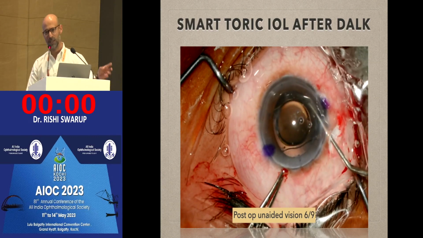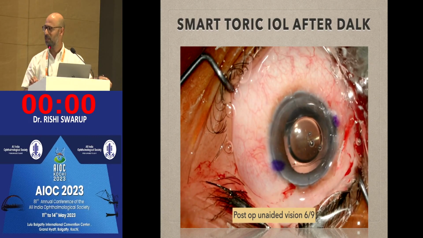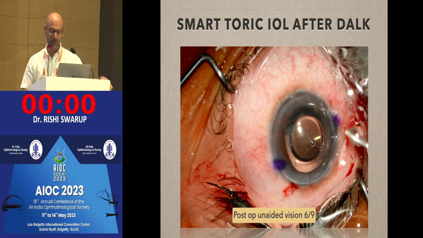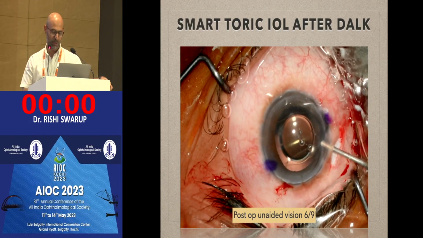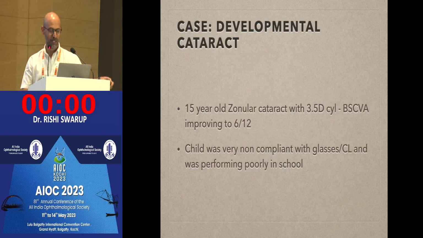The only thing you have to be careful about is that if the cylinder is very high, the lens edge tends to become very thick. So sometimes you may have to make the wound a little larger and be careful while putting it through the bag. So this patient got a very good vision, as you can see.